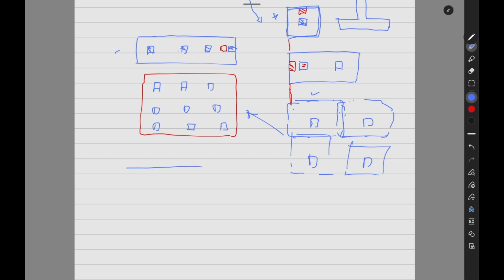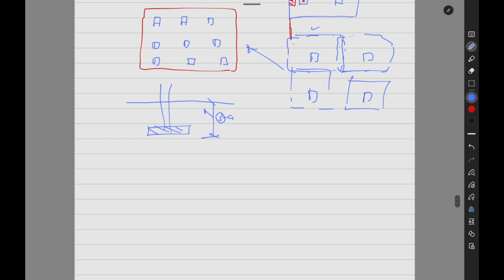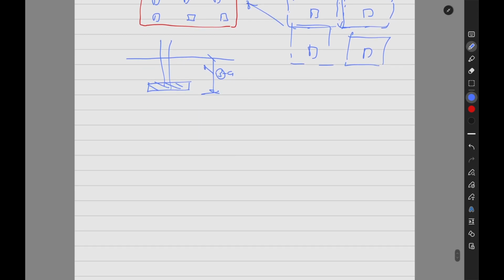Now, this is your ground here, and your shallow foundation footing will be somewhere here. It's very close by, maybe 3 to 4 meters maximum, but generally around 3 or less. Most of the time, shallow foundations are kept around 1 to 1.5 meters. When it comes to deep foundations, they are called pile foundations.